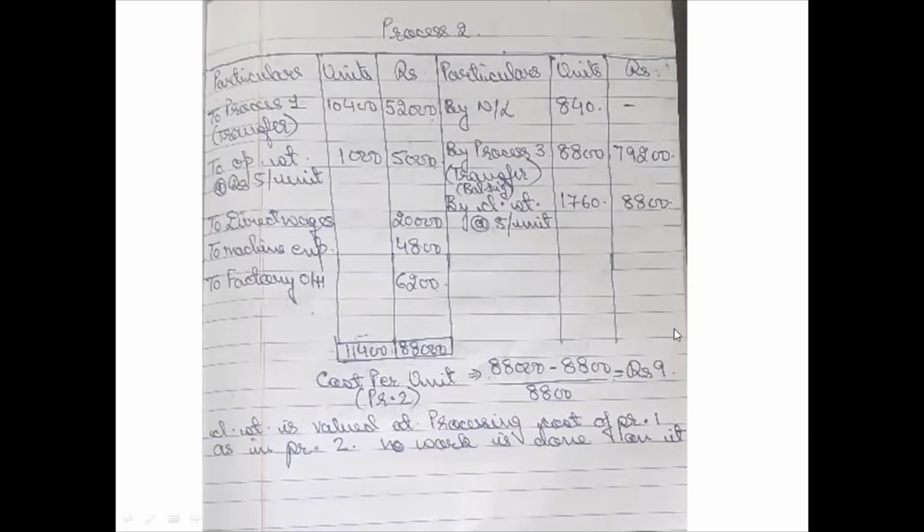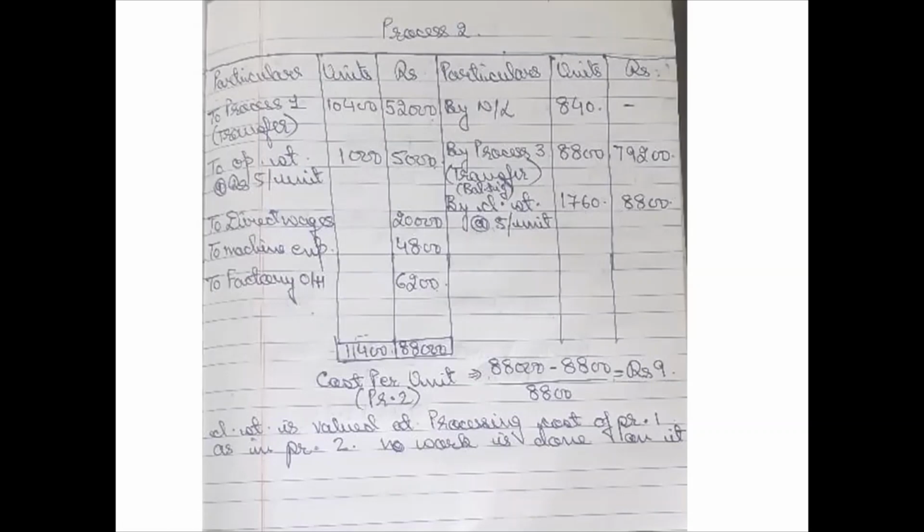Oh, I've forgotten to balance the accounts over here. Kindly mention the amount over here also. It is 11,400 and the total is 88,000. Okay, so now identify the per unit price. 88,000 minus 8,800 divided by the good units only, that is 8,800. 79,200 divided by 8,800. So the cost per unit is coming as rupee 9.